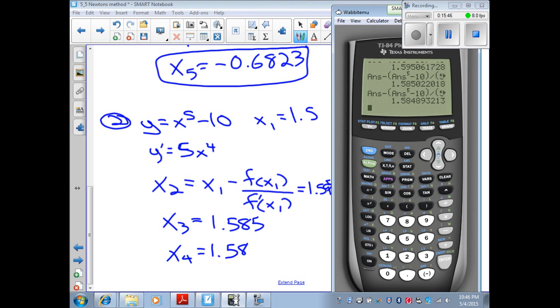And how we know we're doing a good job is that the numbers aren't changing very much. Okay, they're very close. Let's do one last one. Answer minus answer to the power of 5 minus 10, divided by 5 answer. Sorry, I'll put brackets around that. 5 answer to the power of 4.